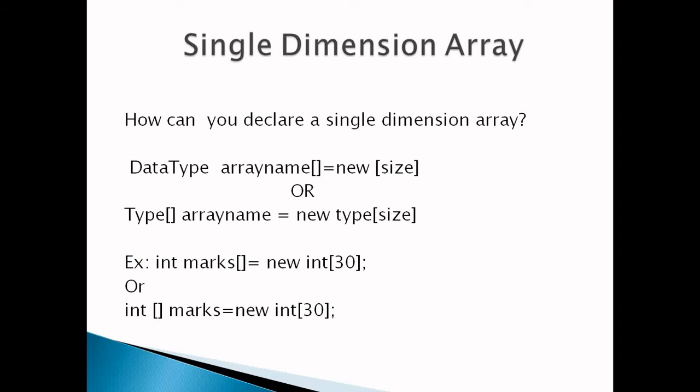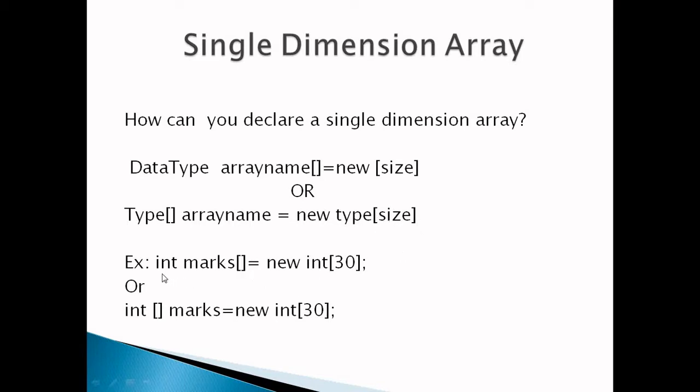Single dimension array. How can you declare a single dimension array? First, we declare the data type, then the array name, then square bracket open, square bracket close, is equal to new, then square bracket open, size, square bracket close. Or the other way you can represent an array: first you declare the data type, then square bracket open, close, array name is equal to new type, the type means data type, then square bracket open, size, and close.